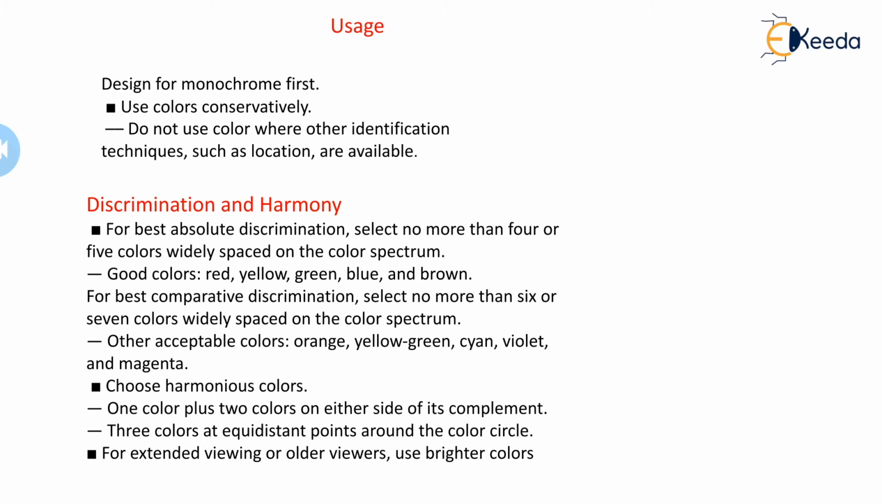If a comparative discrimination will be performed, a color must be correctly identified among other colors in the field of vision. So in addition to those above, colors should be chosen from orange, yellow, green, cyan, violet, and magenta. Then harmony. Harmonious colors are those that work well together, meeting without sharp contrast. Harmony is most easily achieved with a monochromatic palette.